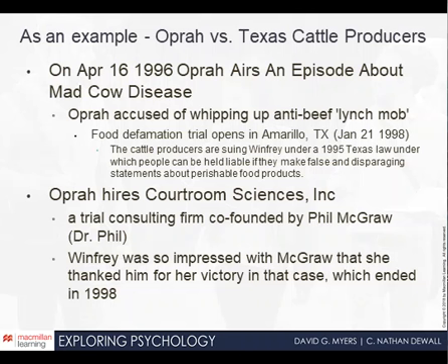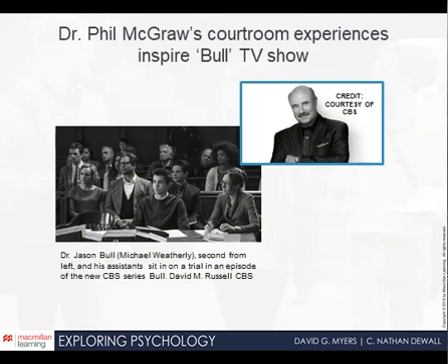Oprah's attorneys hired Courtroom Services Incorporated, a trial consulting firm co-founded by Philip McGraw, also known as Dr. Phil. Winfrey was so impressed with McGraw that she thanked him for her victory in the case, which ended in 1998. She also assisted him in making his career in another area, television. Dr. Phil has a show. In addition to his talk show, Dr. Phil McGraw's courtroom experiences inspired another TV show as well. The TV show is titled Bull. Based on his experience as a forensic psychologist specializing in selecting juries, they produced a television show inspired by his previous cases and his previous career.